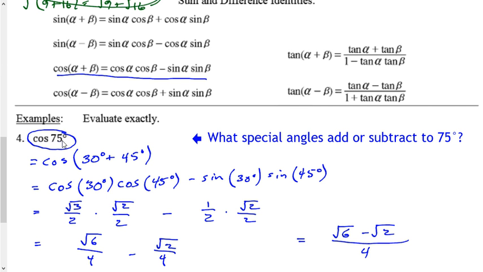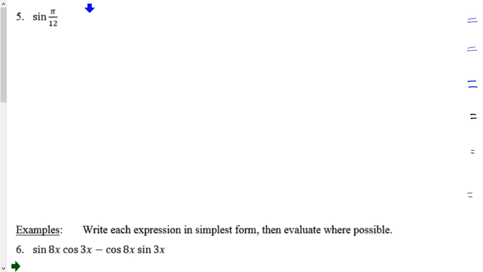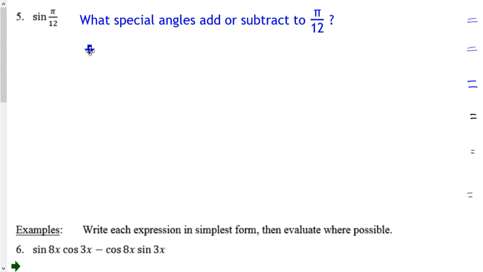Let's look at a similar question, but we'll do this one in radians instead of in degrees. Radians can be a little bit trickier because once again, we're going to ask that same question, what special angles add or subtract to pi by 12? But with fractions, it's not so easy.